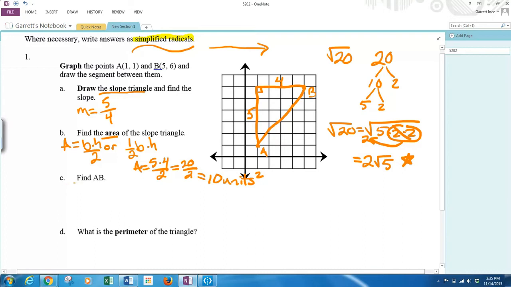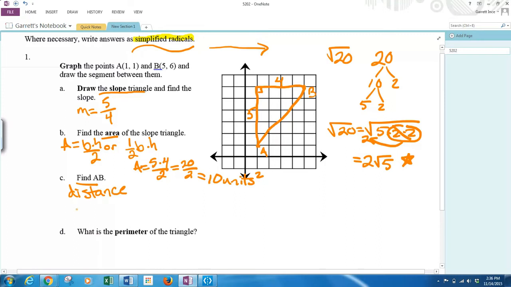Now, problem C. I'm supposed to find AB. Now this doesn't mean, hey, look over there, I found it. It's right there. It means something different. It means find the distance, find the length. How large is segment AB?